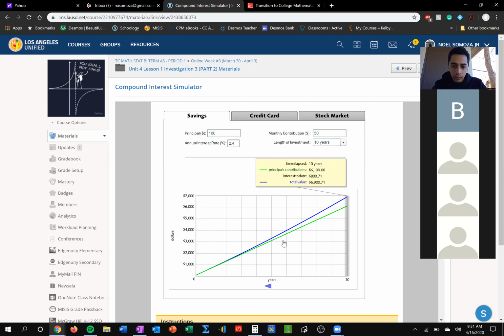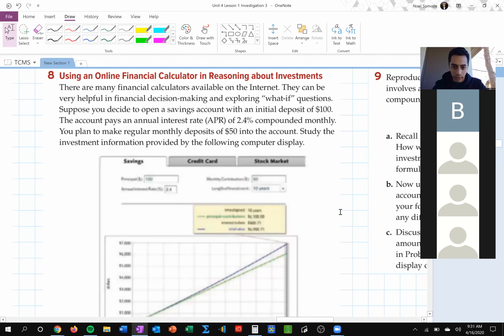What we see down here are these two different graphs. One is green, one is blue. Right here in this yellow box, it gives you the breakdown. The time that's elapsed is 10 years, and that's basically what we're being asked to find because part A of the question tells us to look for it.